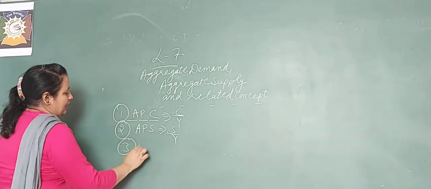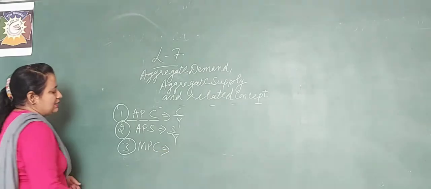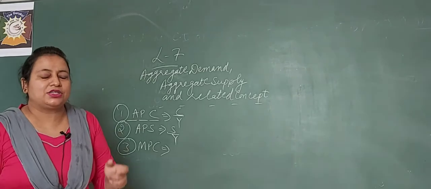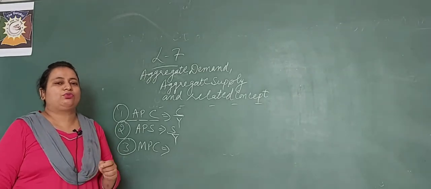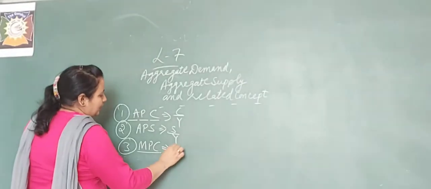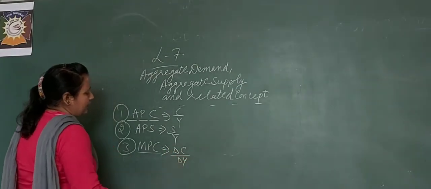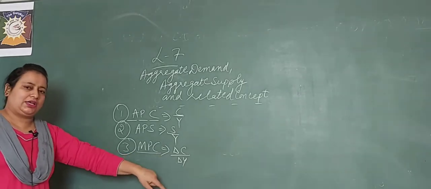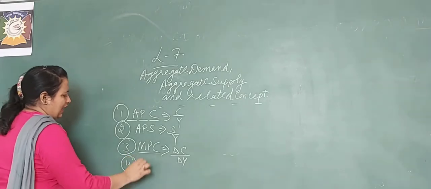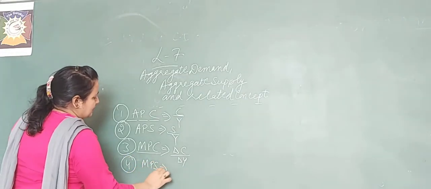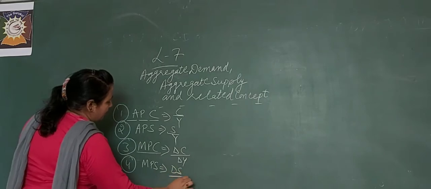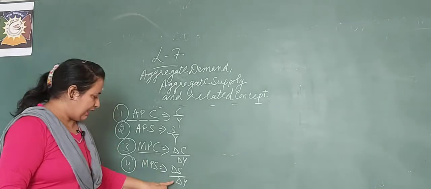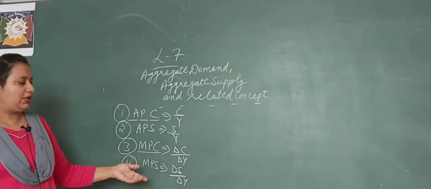Third is MPC. MPC means marginal propensity to consume. I already told you, when the word marginal comes, that means you have to show the changes. So MPC is equal to delta C upon delta Y. Delta C means change in consumption, delta Y means change in income. Next formula I have is MPS. MPS is equal to delta S upon delta Y. Delta S means change in saving and delta Y means change in income.